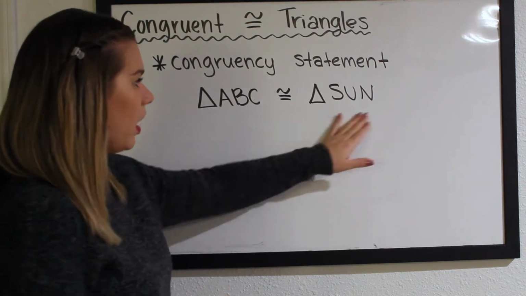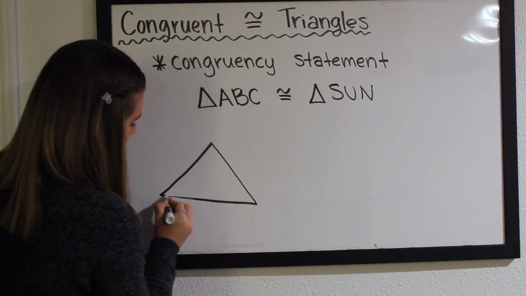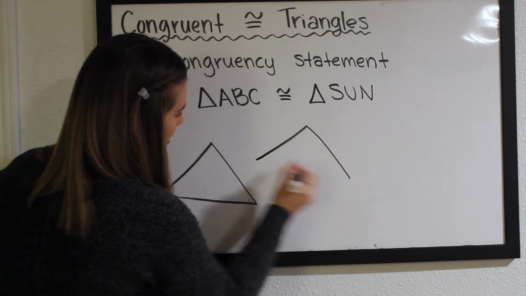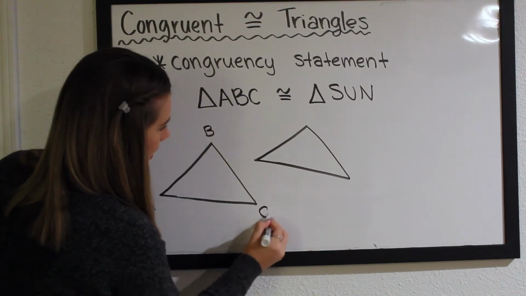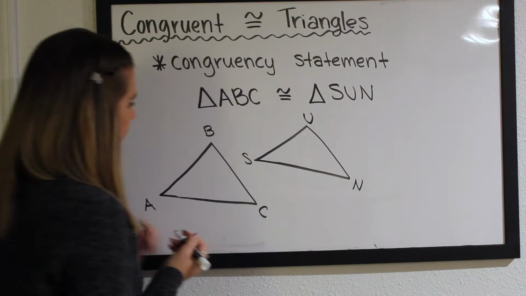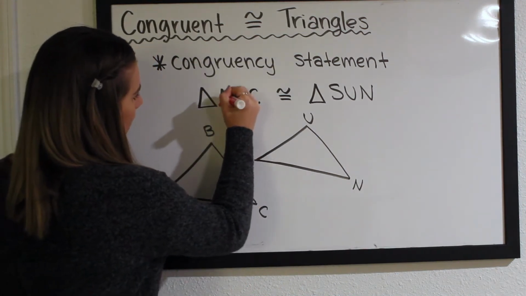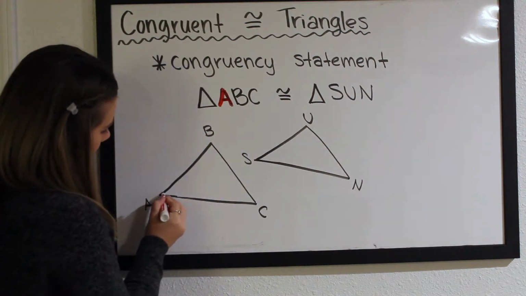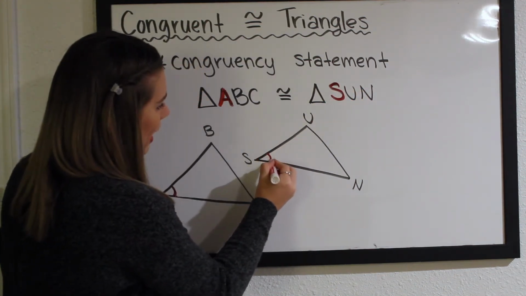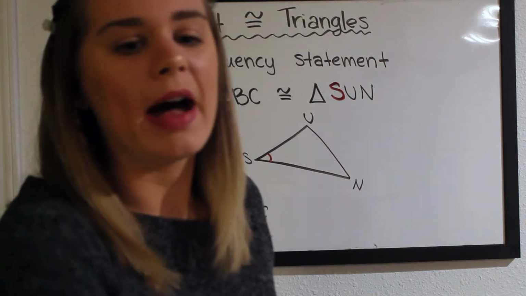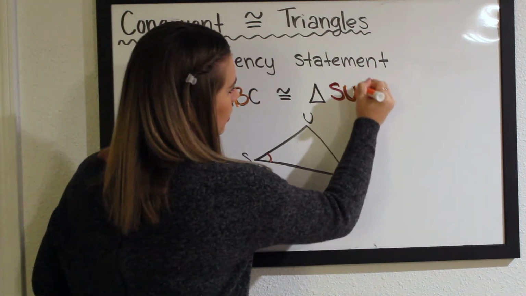So what I'm going to do now is actually draw out these two triangles, and make these as congruent looking as possible, but we're just going to assume that they are congruent. So we have A, B, C, and SUN. What this congruency statement tells us is, first off, angle A, right here, corresponds and is congruent to angle S. So our order matters here. We also have that angle B corresponds and is congruent to angle U.